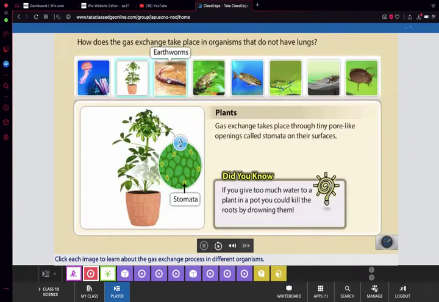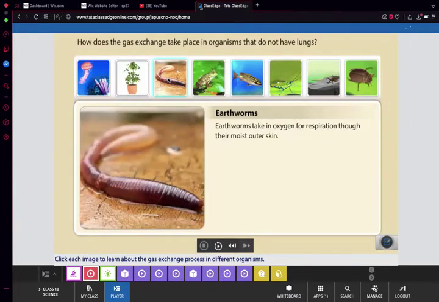Now come to the earthworm. How do these animals do respiration? The wet and slimy earthworm has no lungs or nose. Moisture on the surface of the worm's skin helps it absorb oxygen directly from the atmosphere. The oxygen passes through the worm's thin skin and enters the blood.